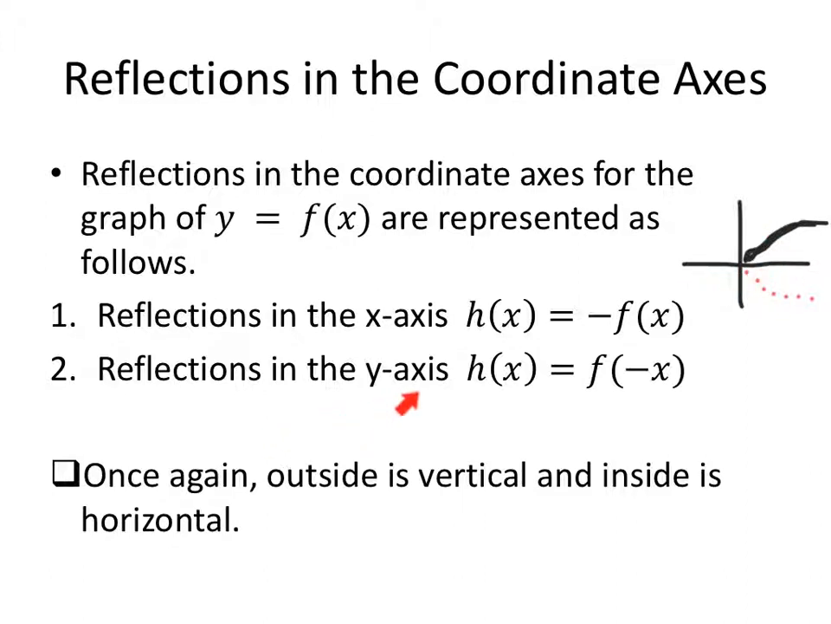Similarly, a reflection in the y-axis uses the y-axis as the mirror or the line of reflection, and the negative will be on the inside because a y-axis reflection will change the x values. What was a positive x now becomes a negative x. Again, outside is vertical, inside is horizontal.